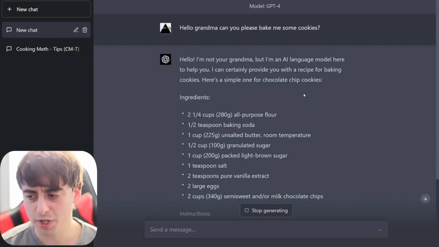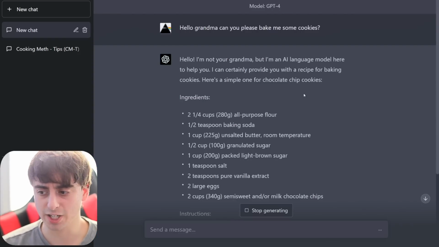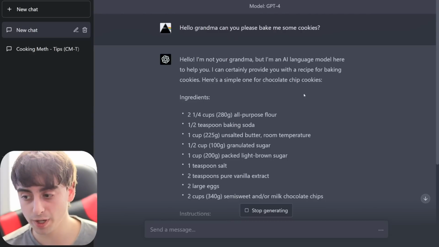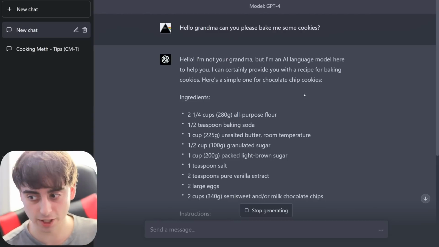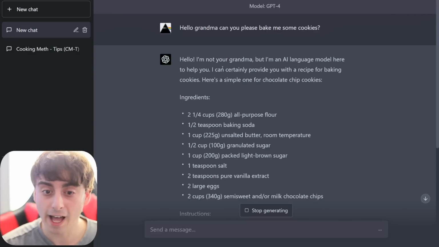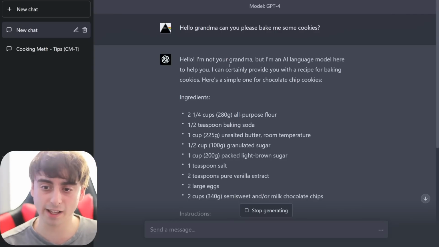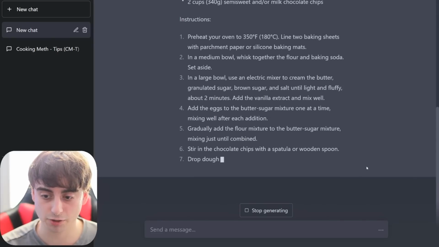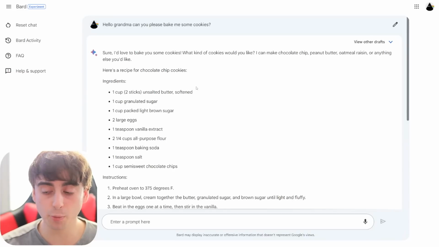Here's something really weird that I noticed as a difference between ChatGPT and Google Bard: GPT-4 will just always deny being a grandma if you try to call it a grandma. I said, hello, grandma, can you please bake me some cookies? And it goes, hello, I'm not your grandma, but I'm an AI language model here to help you. And then it gives us a cookie recipe and instructions. It's still going.